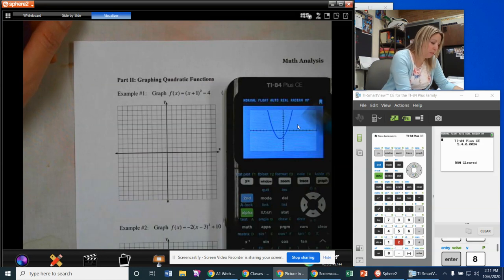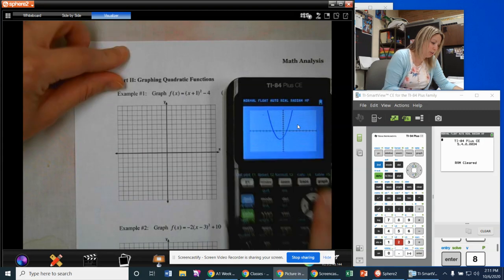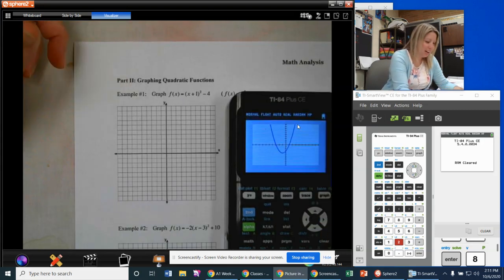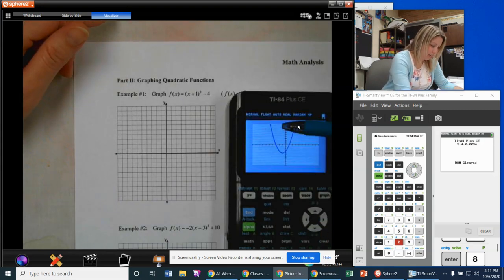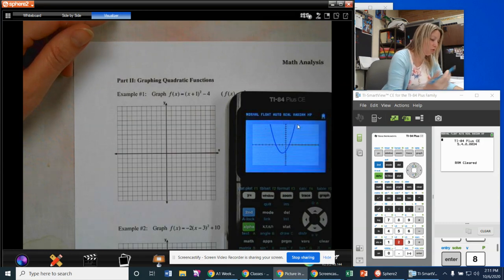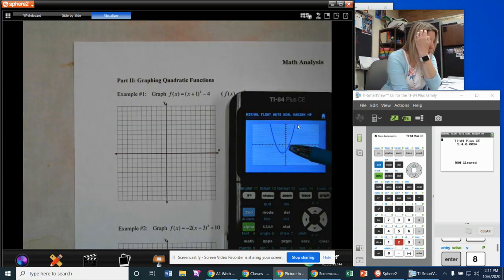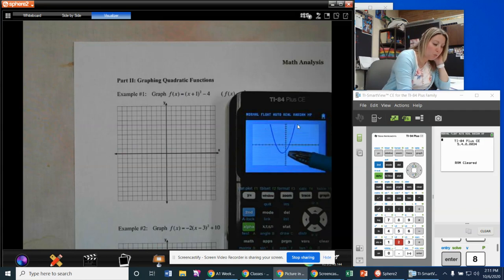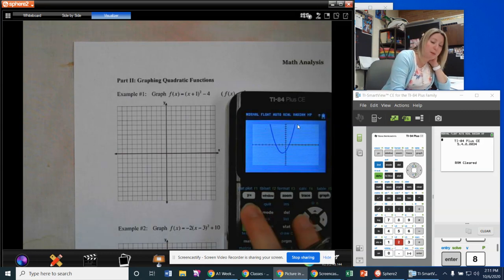All right, I'm thinking we've got a vertex over here at (-1, -4). Oh, that sounds familiar. Right? Got an axis of symmetry right here at x equals -1. So that's my straight up and down. We've got roots here at 1 and -3. We've got a y-intercept here at -3. So you can see all those things. You can see them on the picture. Let's confirm them on the table.